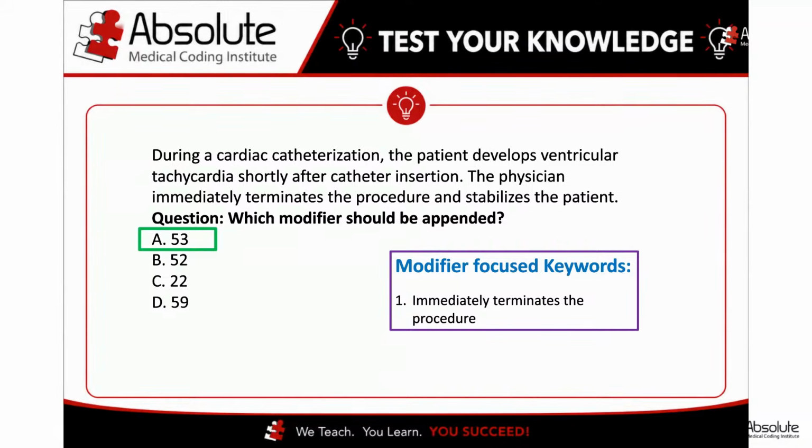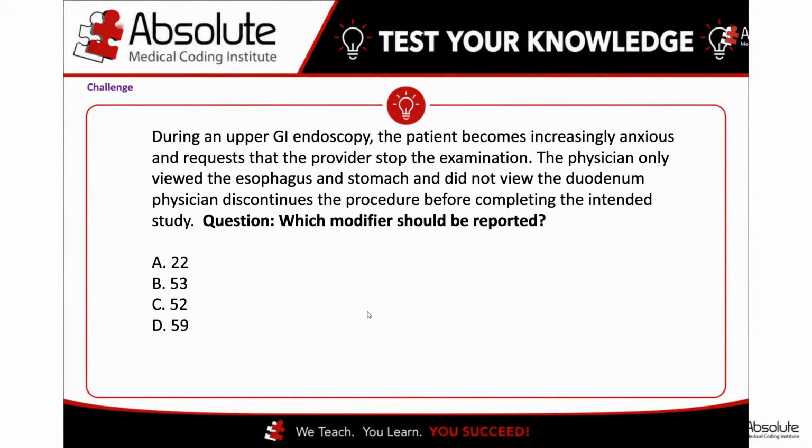All right. So if the documentation says that the doctor did something, saw something, etc., then that counts. Whereas just entering the surgical site may not. Okay? The doctor's got to tell us, we got to follow the documentation. Hopefully that makes sense. Now, we're almost finished. Which modifier should be reported? A, 22, B, 53, C, 52, or D, 59?